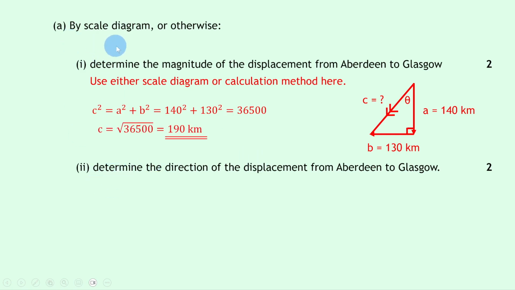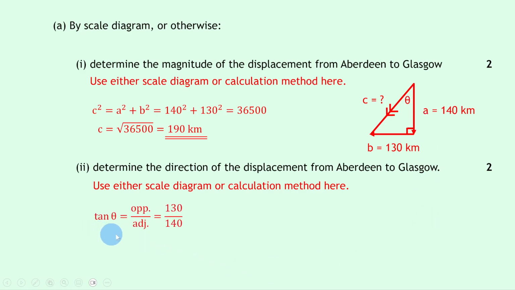Part 2 says by scale diagram or otherwise, determine the direction of the displacement from Aberdeen to Glasgow, and again there's 2 marks available here. Well, again we can use either the scale diagram or calculation method, and I'm going to keep it consistent, so just continue with the calculation method. And remember, to find direction we need to calculate the angle theta first, for which we always use tan.